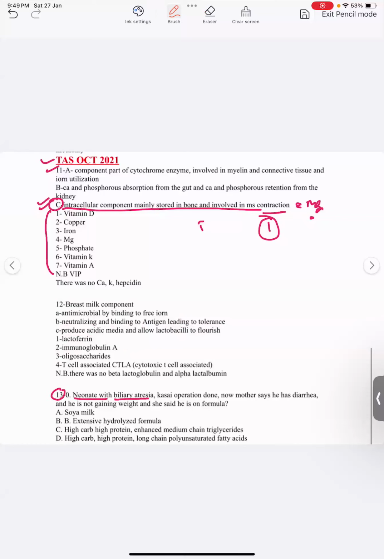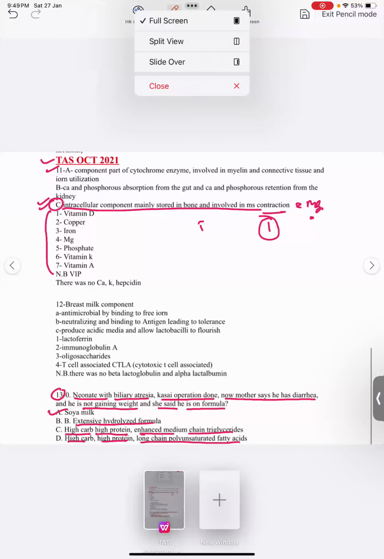A neonate with biliary atresia. Okay, with this we have done the Kasai procedure. Now the mother says he has diarrhea and he is not gaining weight. She said he is on formula feed. Which milk? Is that soya milk? Not at all. What about the extensively hydrolyzed formulas? What about high carbs, high protein, enhanced medium chain triglycerides, high carb, high protein, long chain polyunsaturated? Which one is the correct option here? C is the correct option.